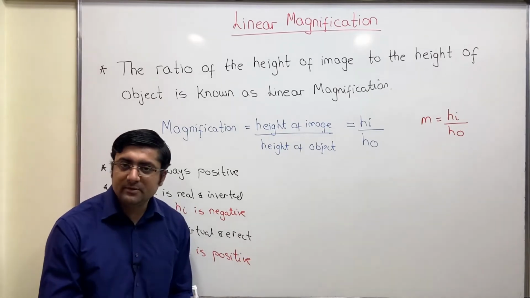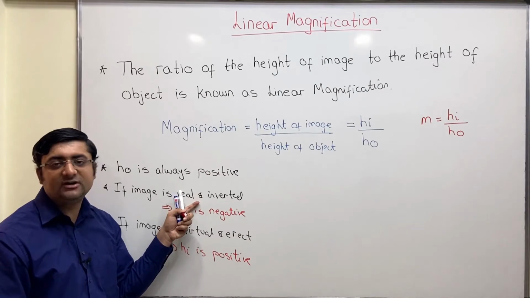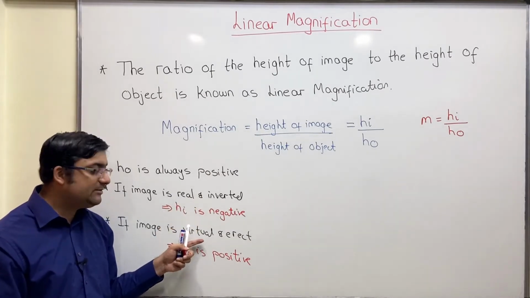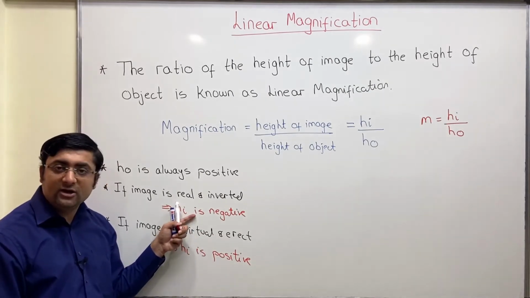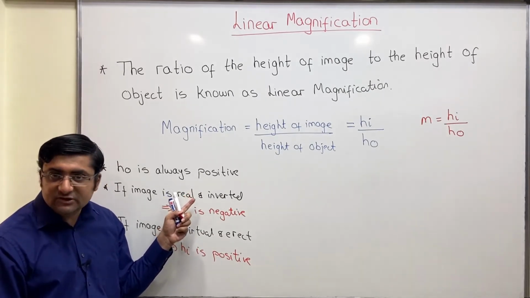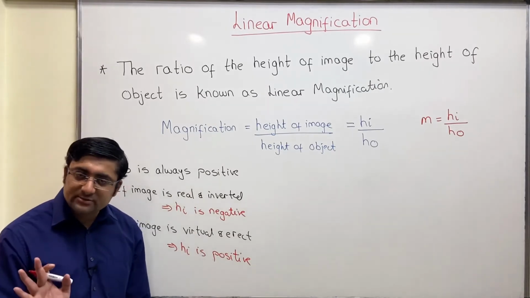So guys, always remember this: the height of the object is always positive. If the image is real and inverted, hi is negative, and if the image is virtual and erect, hi is positive, and vice versa. If you are told the height of the image is negative, it means the image is real and inverted. If the height of the image is positive, it is virtual and erect. So I hope this much is clear, guys.